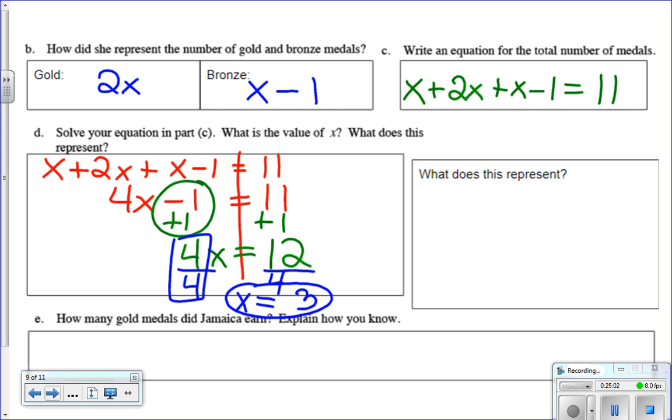Okay. Good. So then it also wants to know what does this represent. So x equals 3 represents what? 3 is what in this problem? What is 3 in this problem? Caleb, what metals? The silver metals. So we're going to say it represents the 3 silver metals.